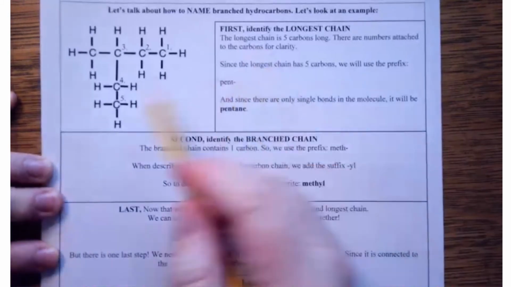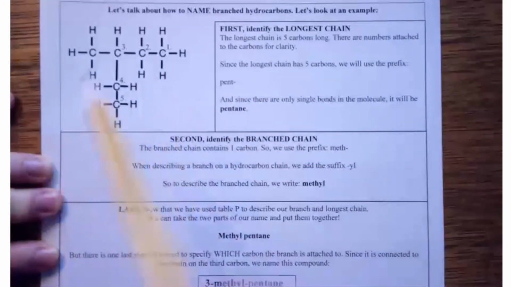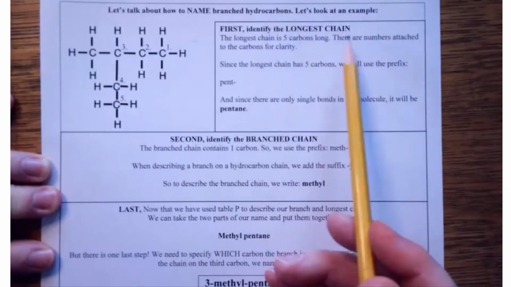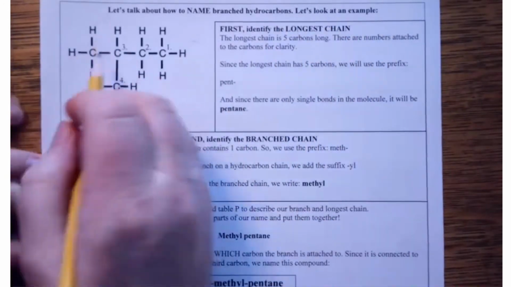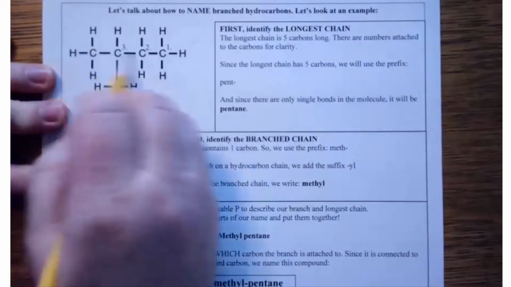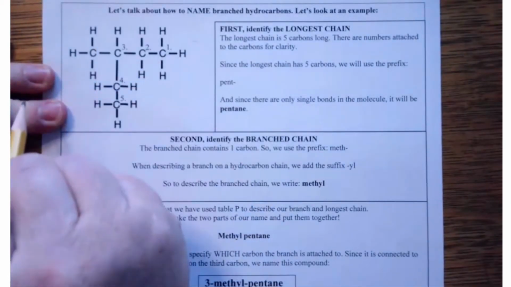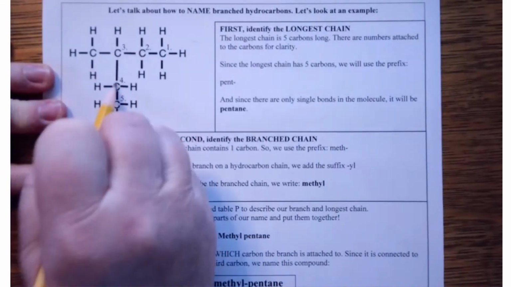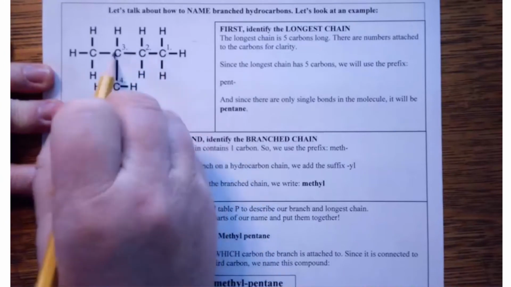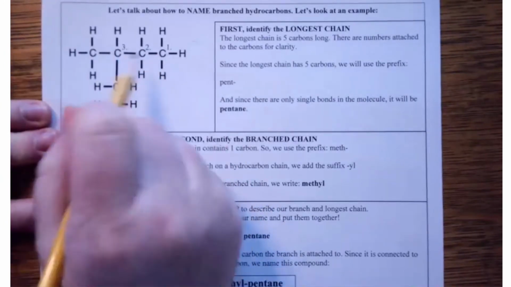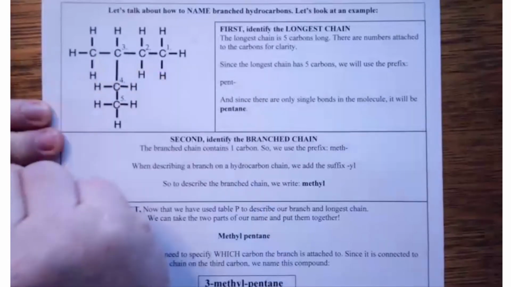Okay, so now we kind of talked about it and I hinted at it. So how do we name a branched hydrocarbon? We have to find the longest chain. In this case, remember, go straight across first. 1, 2, 3, 4. That is the right answer unless you can find a longer chain. Well, I could go 1, 2, 3, 4, 5. So I can find a longer chain, so I can't use it straight across.